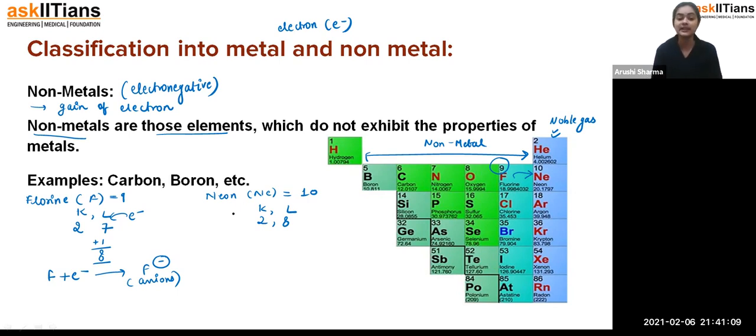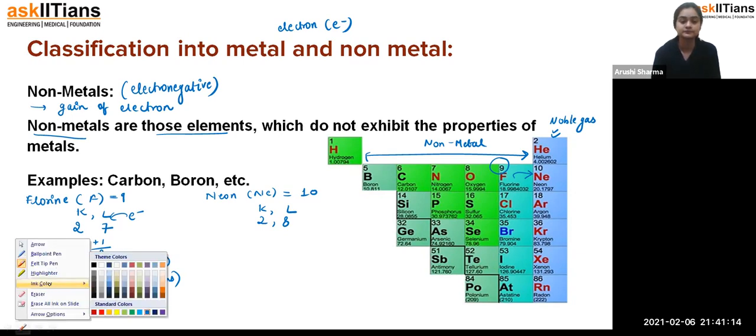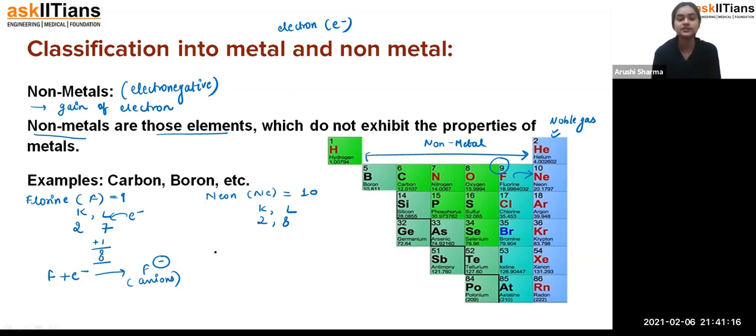Okay, but if I talk about oxygen, so take the example of oxygen. In oxygen, students, I have seen that the atomic number is 8, that means the configuration is 2, 6. Now compare it with neon. So what you find out is that 6 electrons can't be lost by oxygen. So to attain the stable configuration, it will try to accept 2 electrons because the difference is 2. So oxygen will gain 2 electrons.